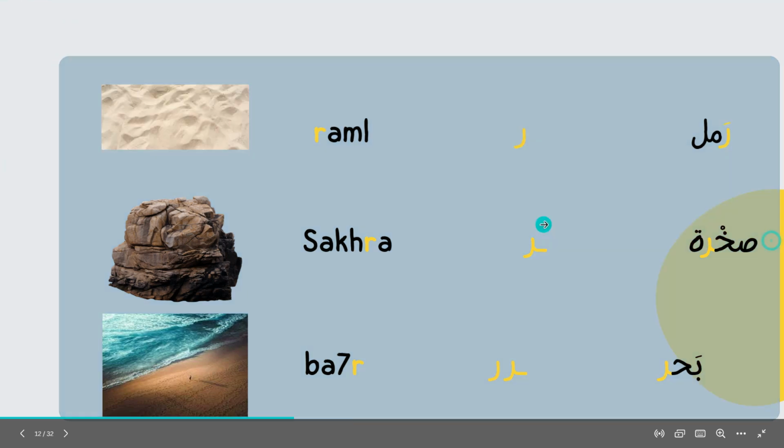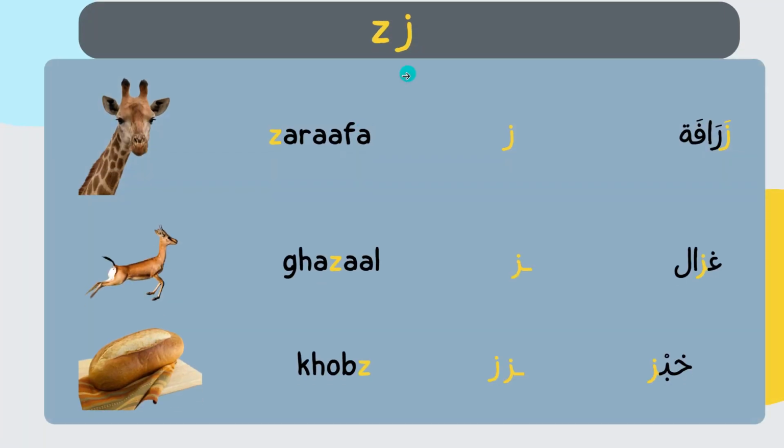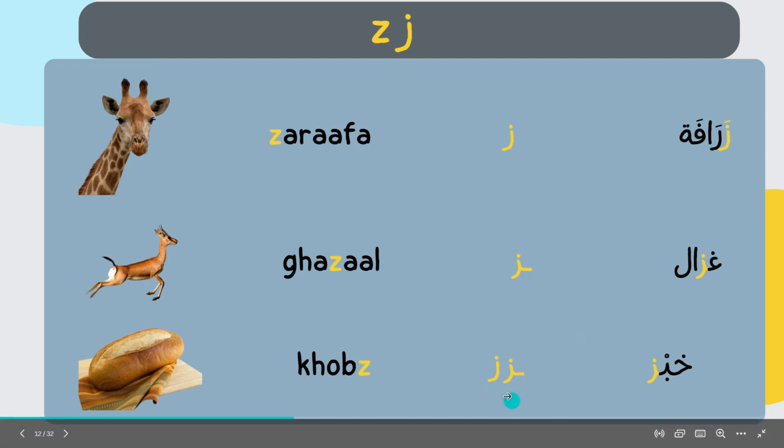Next letter in this group is z. It looks exactly like r, but with one dot above. Z, z. The same approach. In the initial position, it looks like the main. In the middle, same as initial, but with a linking arm. And in the final, either connected or separated, depending on the letter before.